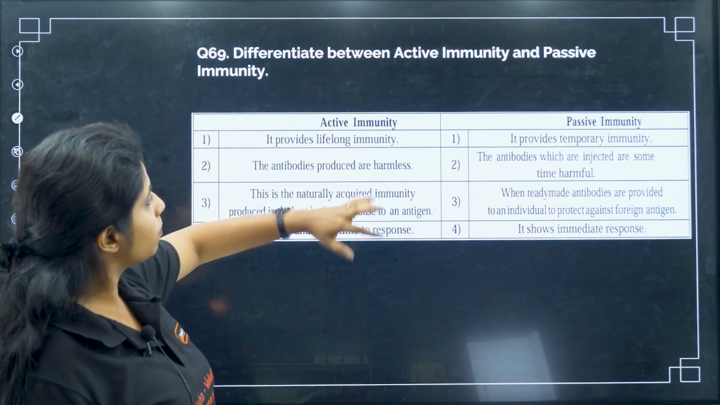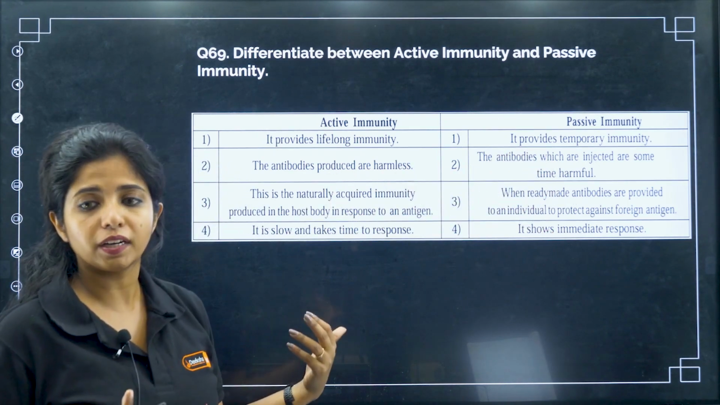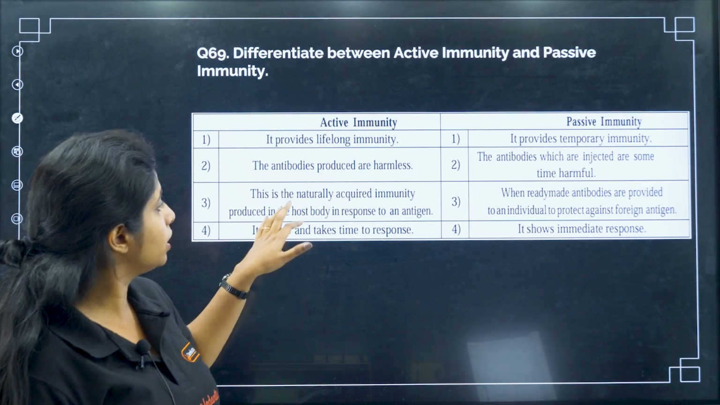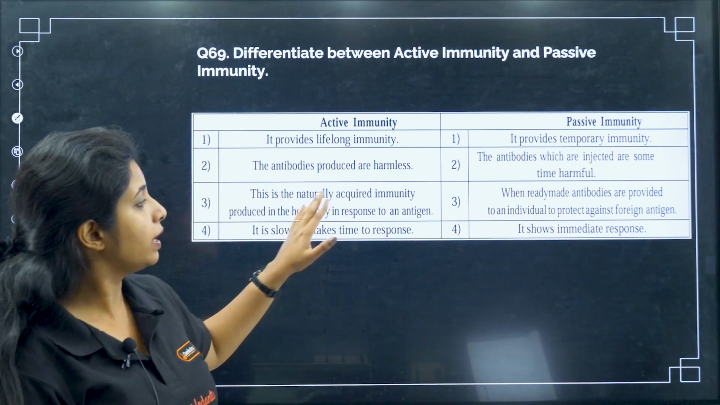Now differentiate between active and passive. Active provides lifelong immunity, passive provides temporary immunity. Here your body produces antibodies, here you're getting ready-made antibodies. This is naturally acquired immunity in the host in response to an antigen. Here ready-made antibodies are given. Active is very slow and takes time to respond.